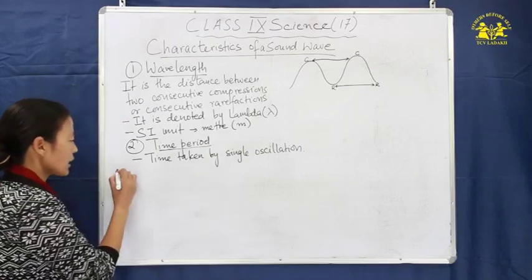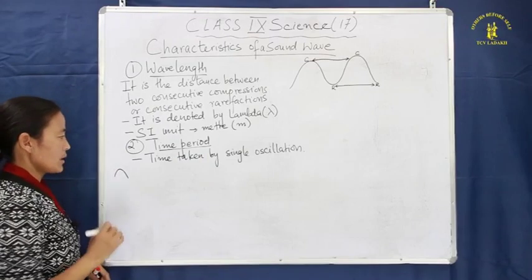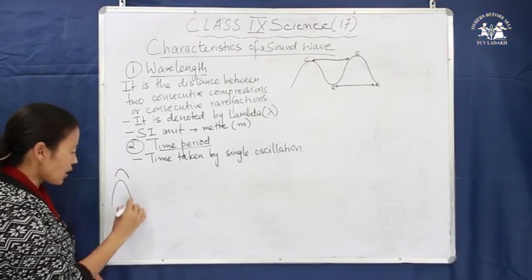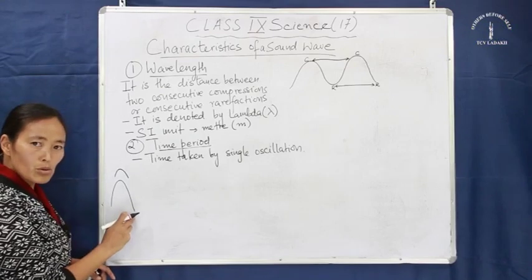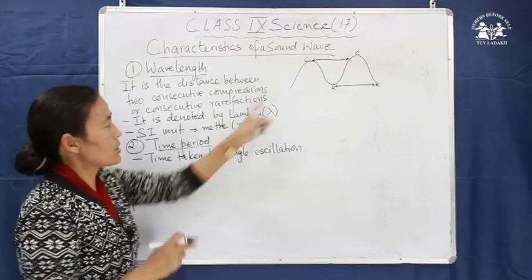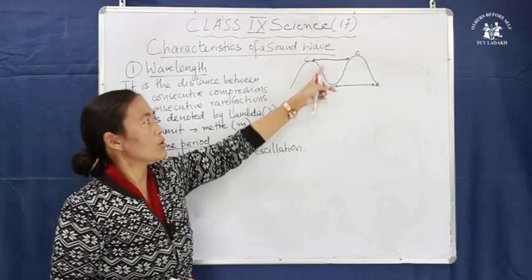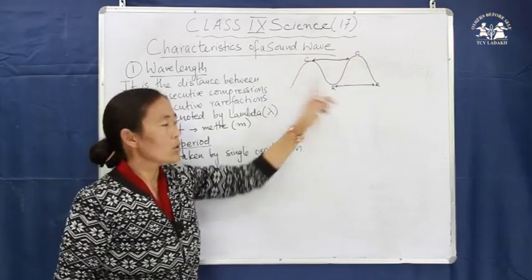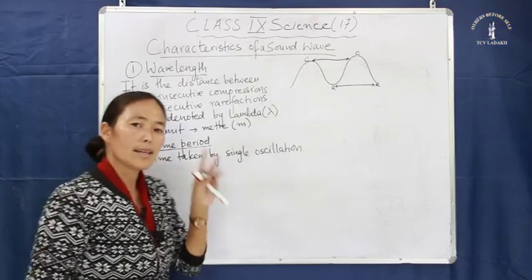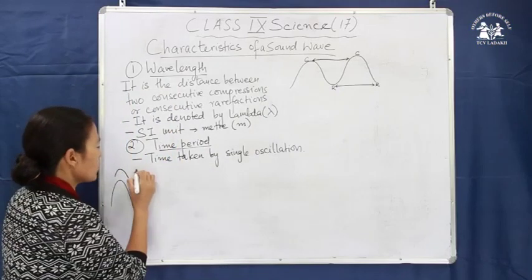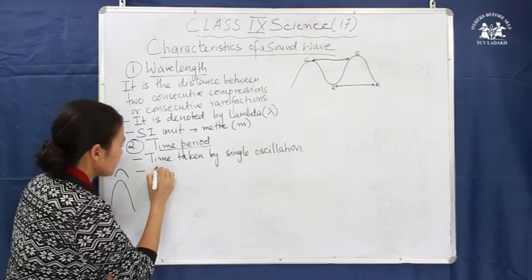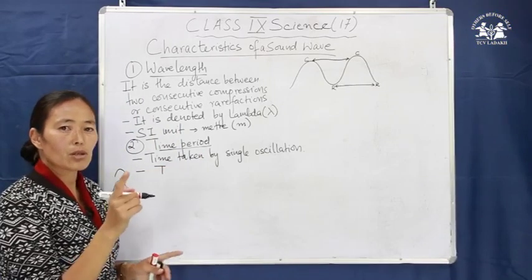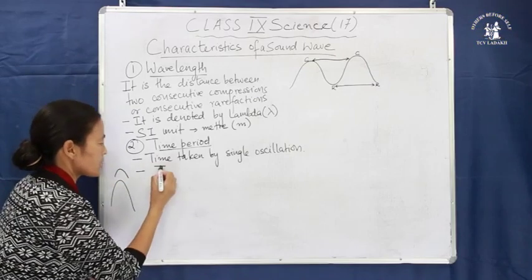For example, if one oscillation happens, the time for one oscillation is the time period. It is denoted by the symbol T, capital T.